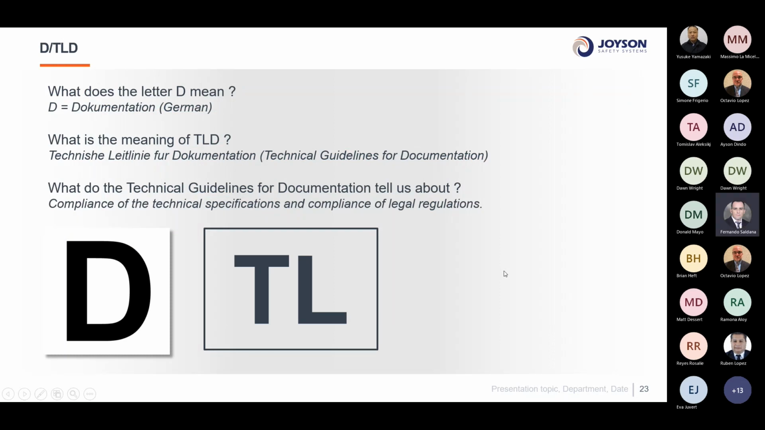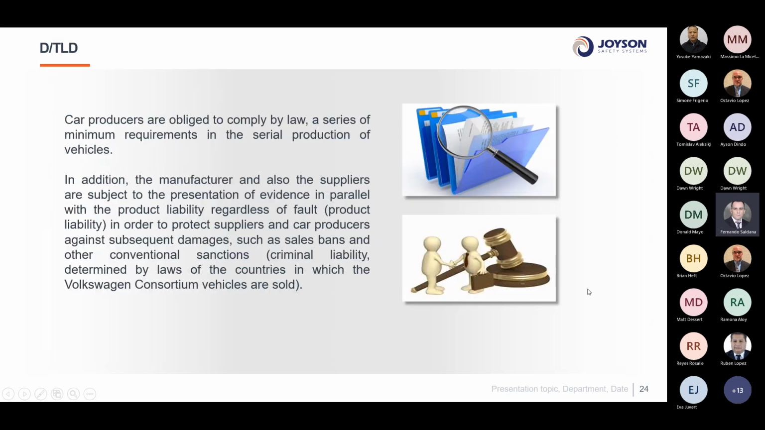Now, what does the letter D mean? D is a German word, and it means documentation. And TLD is a German acronym, which is basically technical guidelines for documentation. That's the meaning. It's important to know because we are seeing D and TLD, and what does it mean? Okay. And what do the technical guidelines for documentation tell us? Well, this means compliance with the technical specifications and compliance with legal regulations, as I just mentioned in the previous slide. It's just information to know.